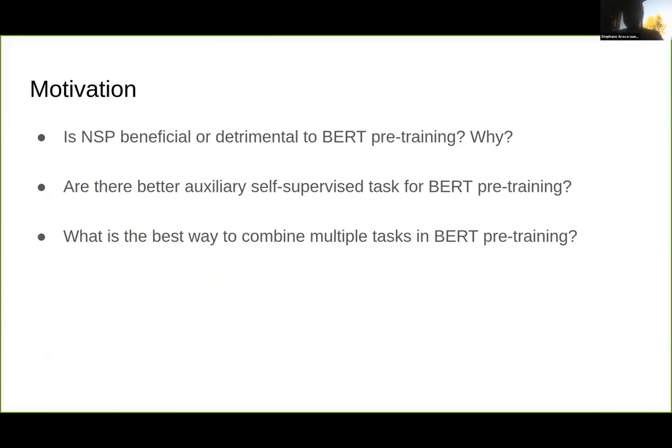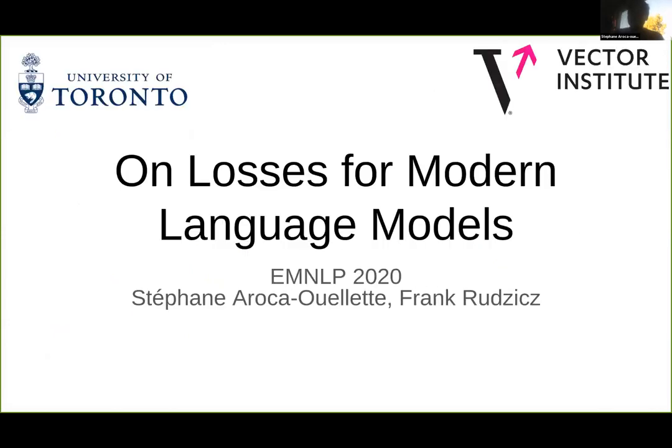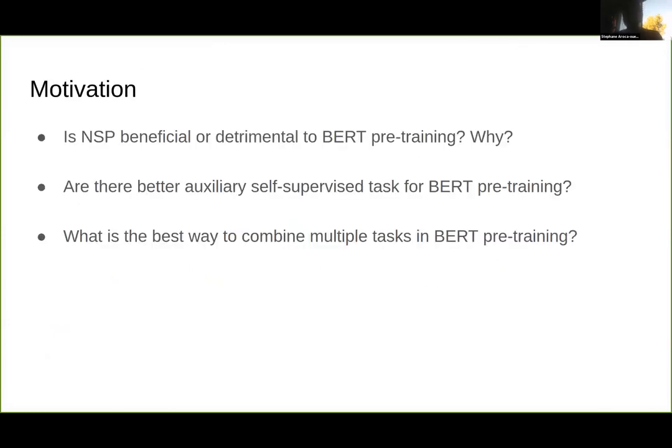better tasks, essentially? This led me to my first project, a paper on losses for modern language models, in which I set out to answer three questions. Is NSP, next sentence prediction, beneficial or detrimental to BERT pre-training? Are there better self-supervised tasks? And is there a best way to combine multiple tasks into BERT pre-training?